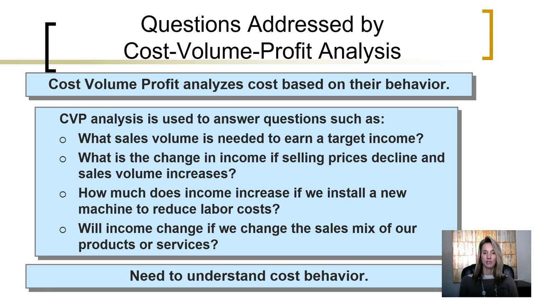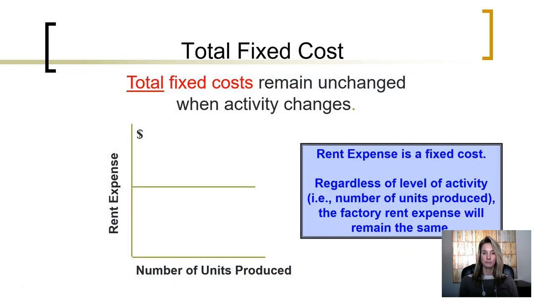income? What is the change in income if selling prices decline and sales volume increases? How much does income increase if we install a new machine to reduce labor costs? Will income change if we change the sales mix of our products or services? In order to evaluate and answer these questions, we need to understand cost behavior. So let's look at fixed costs first.